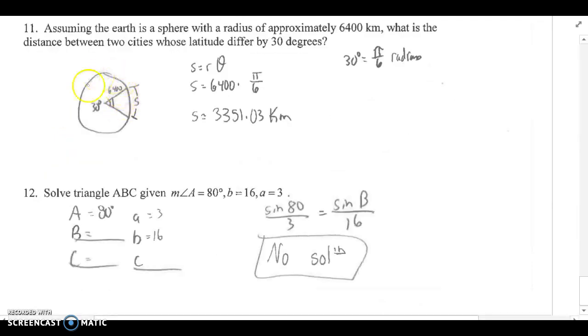In this problem, the Earth is a sphere, has a radius of about 6,400 kilometers. So if two cities have the same longitude, then we can look at their latitude as being a difference of 30 degrees and think of the sphere as being just a circle at this point. And this arc length is the distance between them. We would say that the arc length is r times theta, where theta is measured in radians. So 30 degrees is pi over 6, 6,400 is the radius. Multiply those, and we get that the distance between them is about 3,351.03 kilometers.